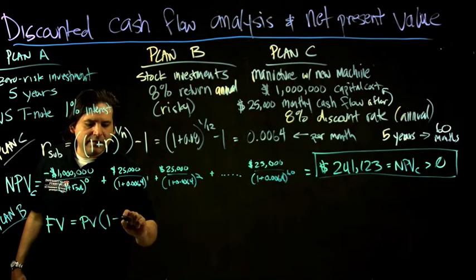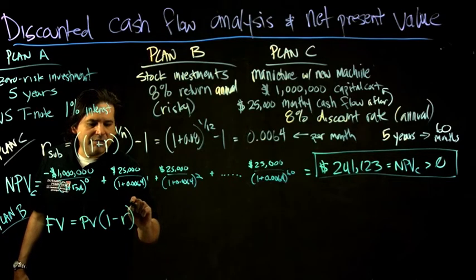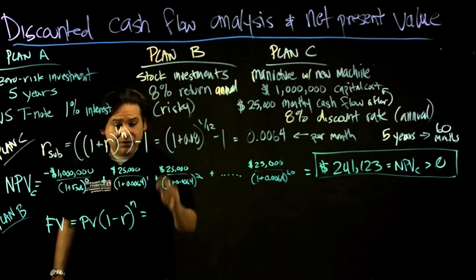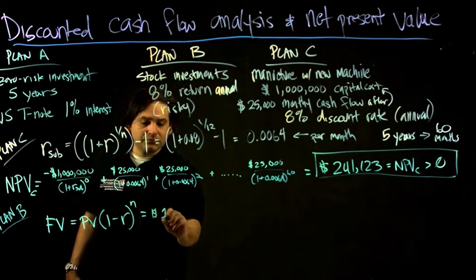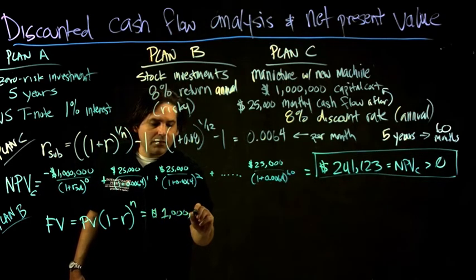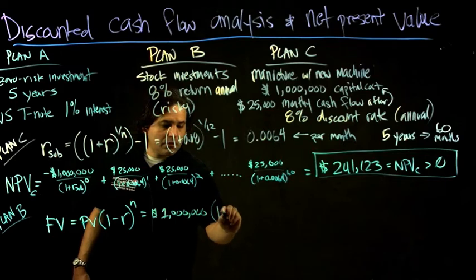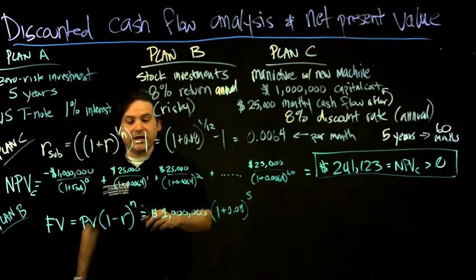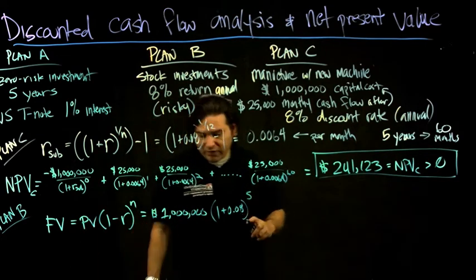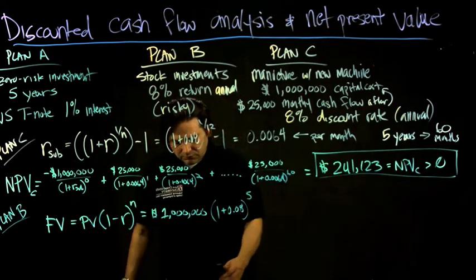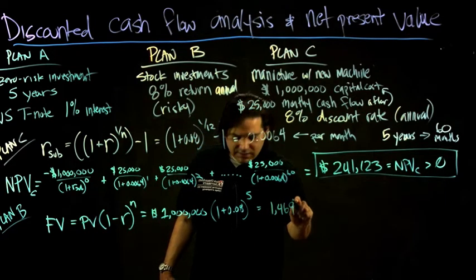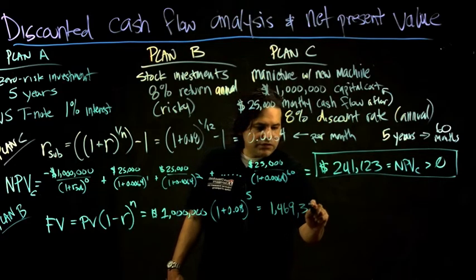This would be related to this discount rate, this return rate we said, raised to the compounding periods, which would be 5 annual increments. So it would be $1 million times 1.08 to the 5th. This is the annual, and there are fewer compounding periods because we didn't break it down into the months. So the future value of that would be $1,469,328.